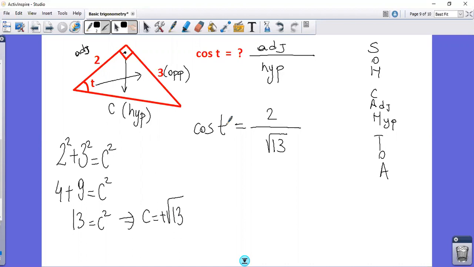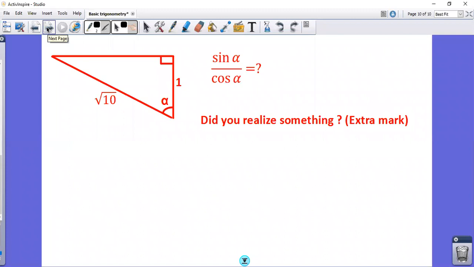This is the correct answer. We can also rationalize the denominator. So 2 over root 13 times root 13 over root 13, which is 2 times root 13 over 13, is also cosine of T. So it was the last question.